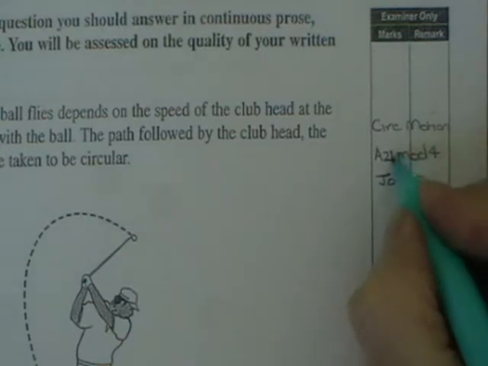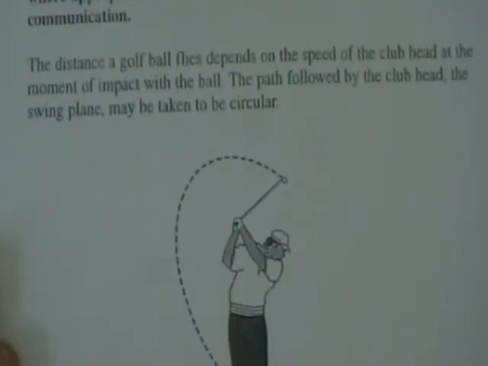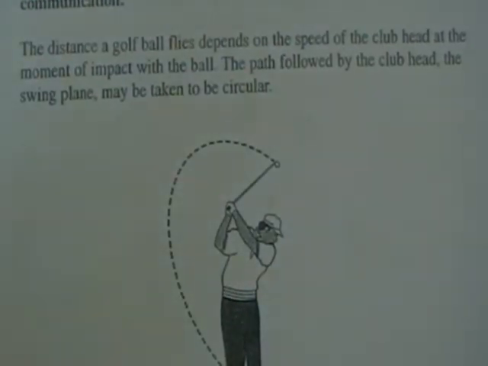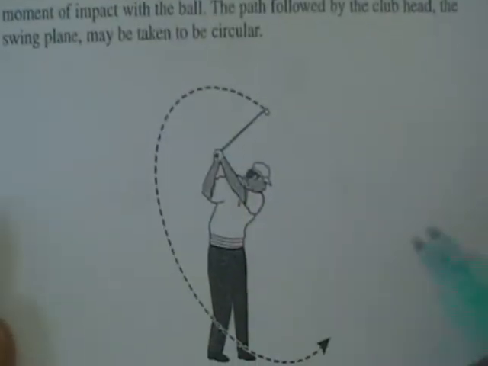This is A21 Module 4, January 2008, and this is question 3. The distance a golf ball flies depends on the speed of the club head at the moment of impact with the ball. The path followed by the club head, the swing plane, may be taken to be circular. So we're assuming that this here is a circle.